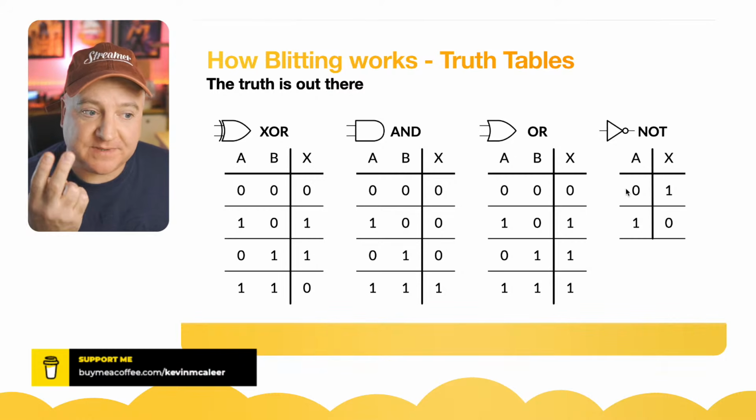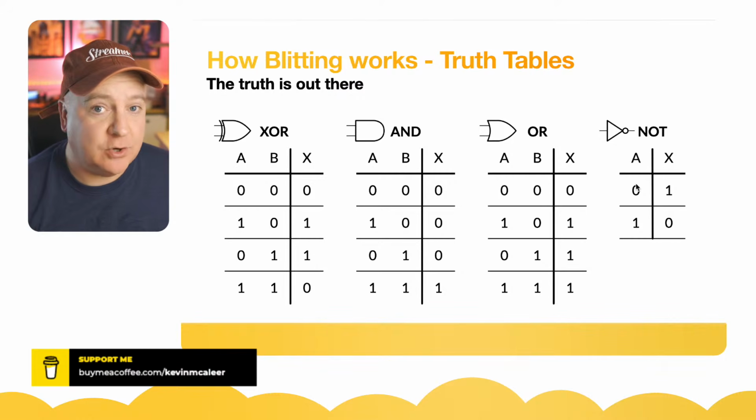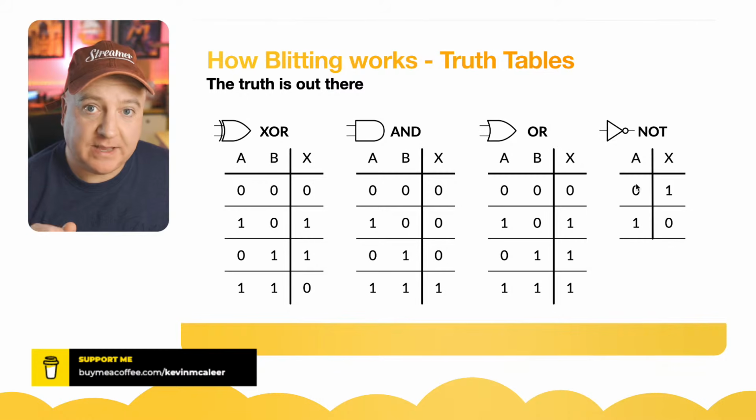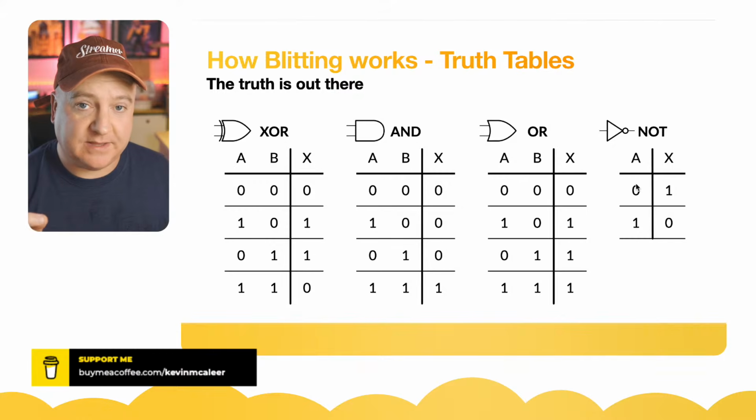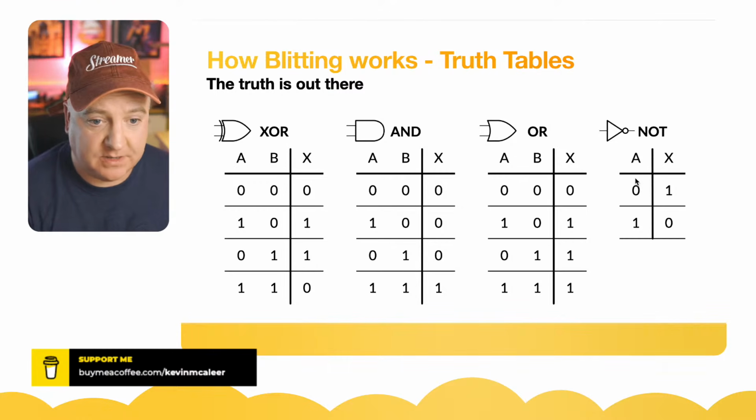NOT simply flips the bit. So we can use this NOT function to invert our pixels. I've used this on this display to flip each of the bits so that it looks like it's inverted the image. I use that in some of the code.